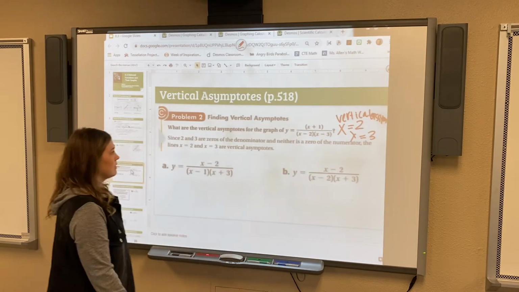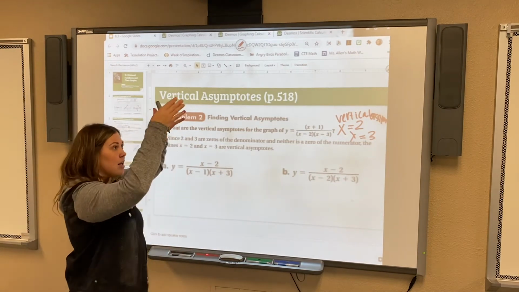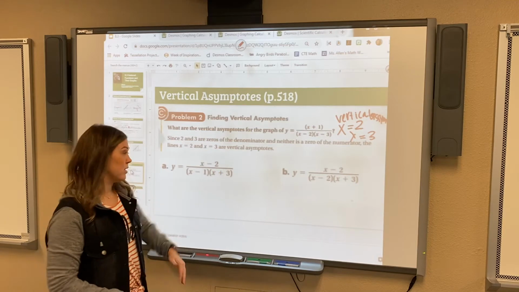Okay, so they're vertical asymptotes at x equals 2 and at x equals 3. So they're going to be straight up and down, invisible lines. Our graph will never cross there.